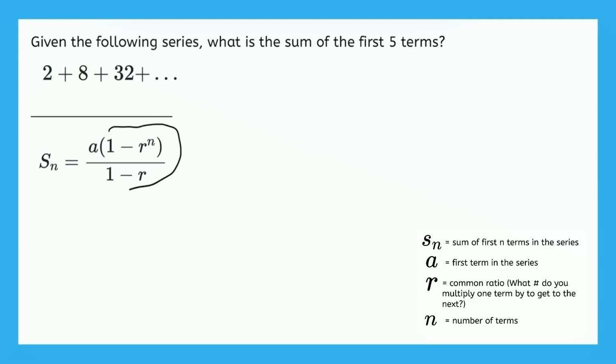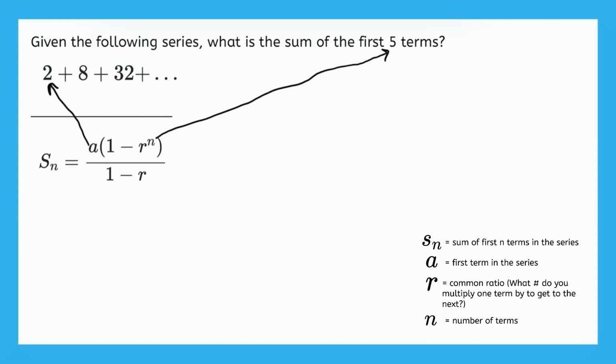So first example, given the following series, what is the sum of the first 5 terms? And here we have that same formula that we just talked about. So we need to find the sum of the first 5 terms, so we're going to try to find S sub n. I wonder, can we find the value already of every variable on the right side? The answer is yes.